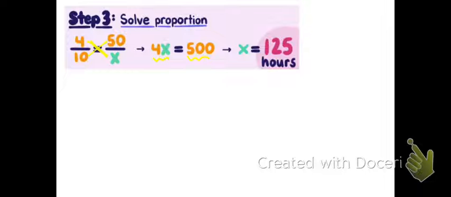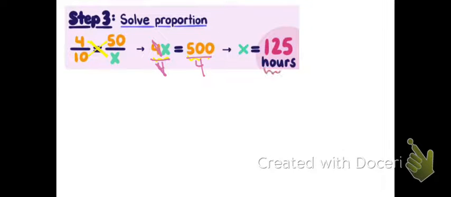To get the x by itself, I want to undo that multiplying by 4, so I divide both sides by 4. Because 4 divided by 4 cancels out on the left side, so I'm just left with 1x, or x. And 500 divided by 4 is 125.